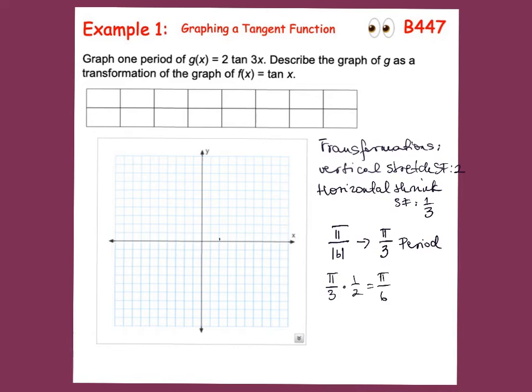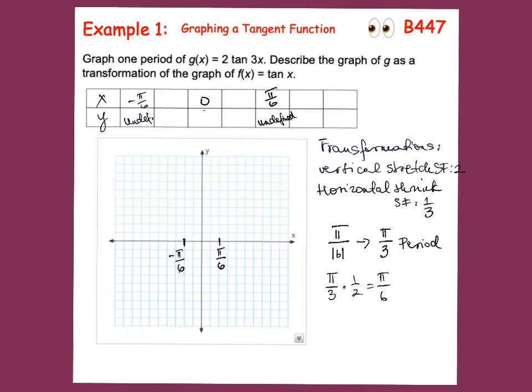So that's going to be pi over 6. So here is our pi over 6. And here is our negative pi over 6. So that's where our asymptotes are going to be. So we have negative pi over 6, where the graph is undefined. And then we are going to have our 0 point. And then we have our pi over 6, where we are also undefined.